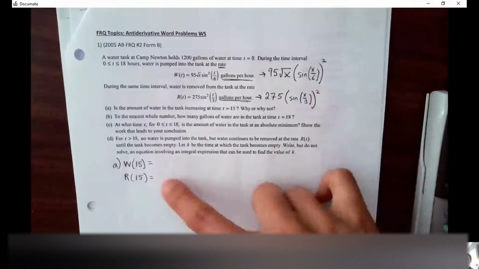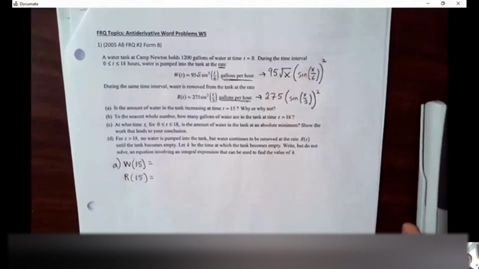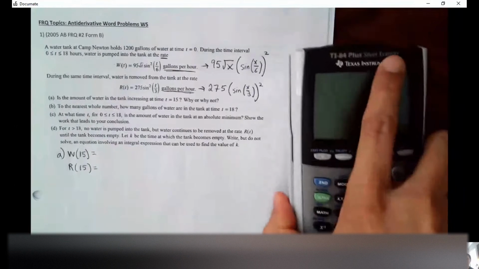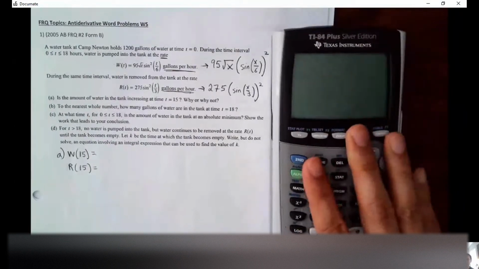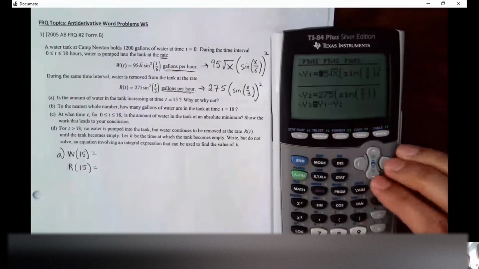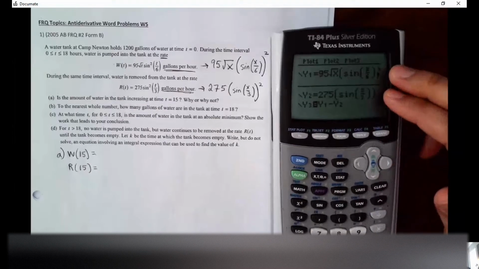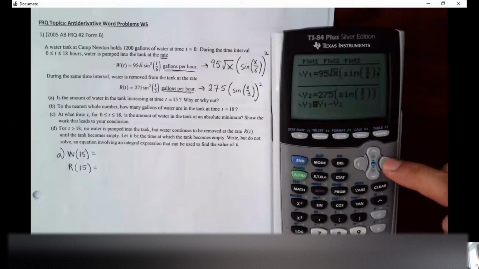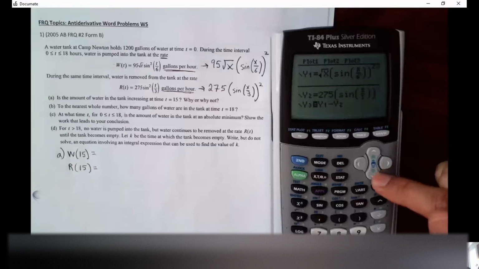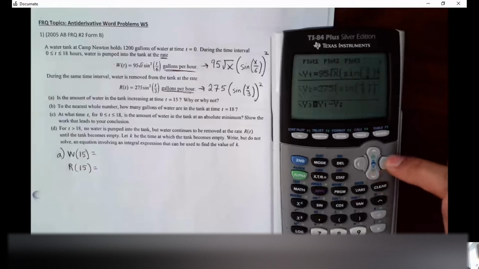Okay, so you're welcome to just enter 15 wherever you see the x, but because I know that I'm going to be using these expressions over and over again over the course of this problem, I went ahead and entered them in. I'm letting y1 and y2 store my w of t and r of t. So there's my w of t, and then here's my r of t.